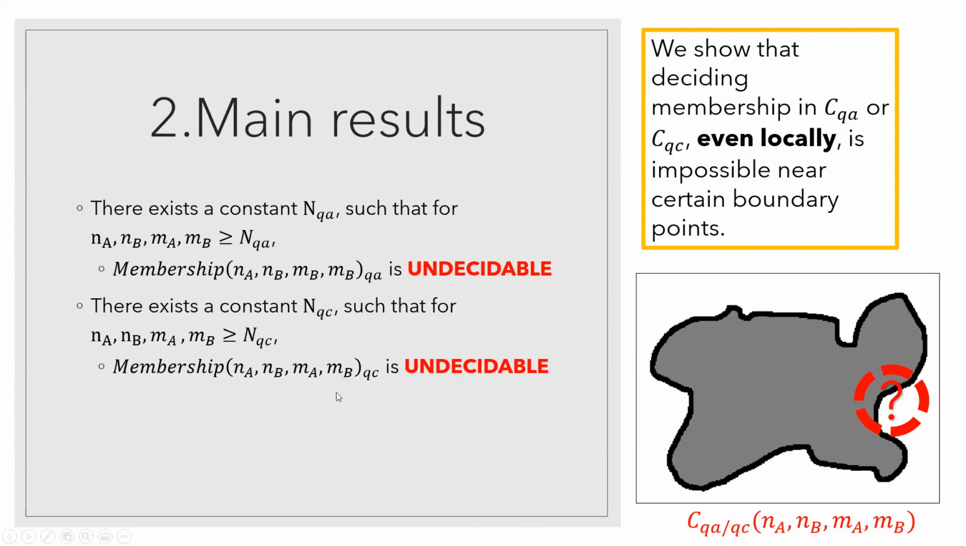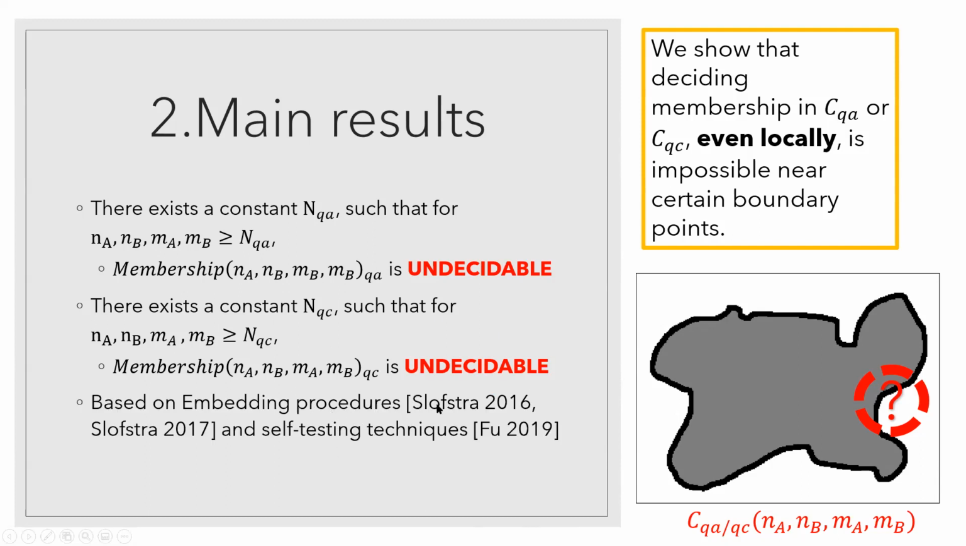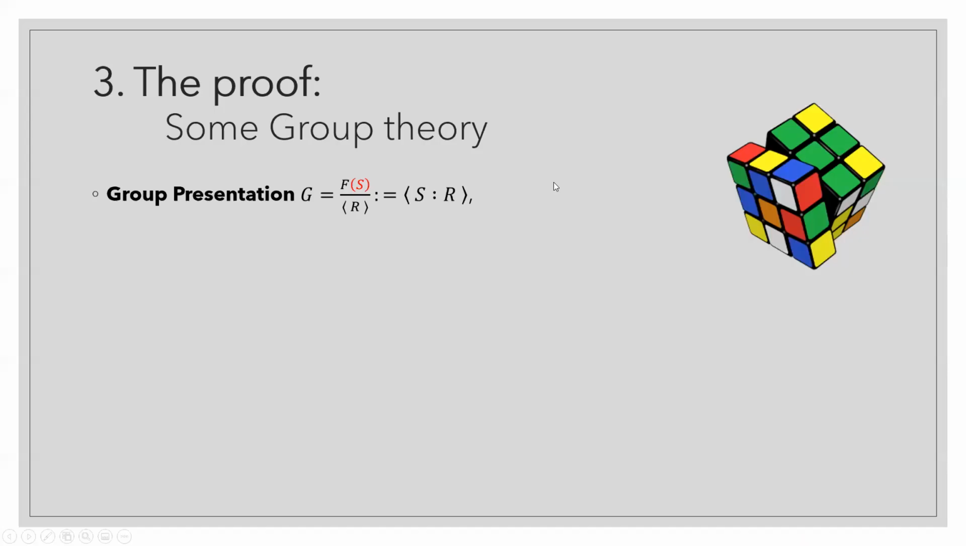To prove these results, we use embedding procedures developed by Slofstra and some self-testing techniques from my previous work. For today, we will focus on the CQC case to demonstrate the main ideas. So before I go into the proof itself, let me first introduce group presentation. Let S be a set of symbols and F_S be the free group generated by S. And let R be a subset of F_S.